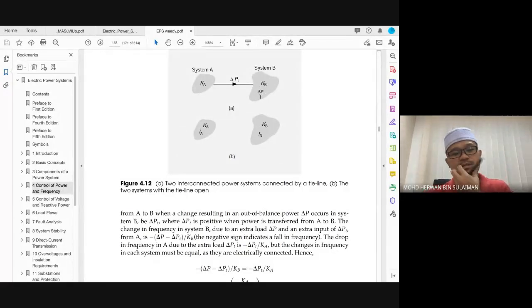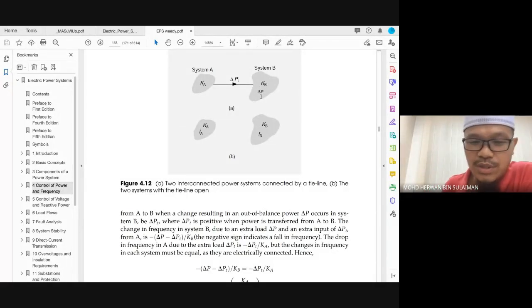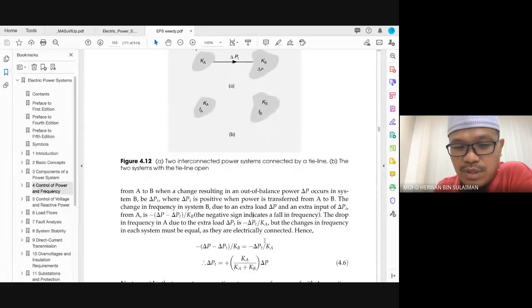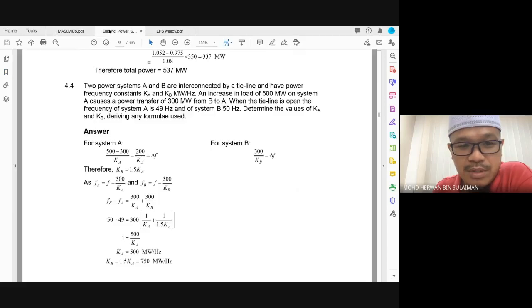When you have the load change in system B, that is a power flow from A to B, and delta PT is positive when the power flow is from A to B. And then the change in frequency of system B due to the extra load delta P, you can get this equation by using this equation. The negative sign indicates the fall in frequency. The drop in frequency of A due to the extra load P is given by this equation. Okay, so similar with the example here.